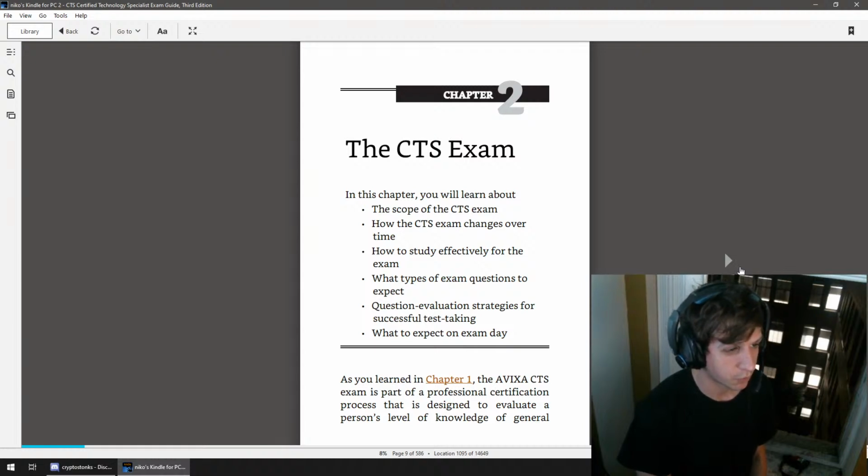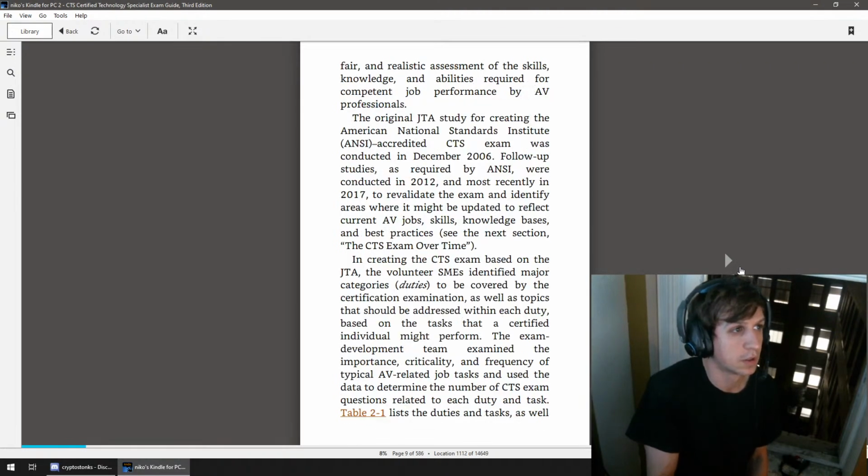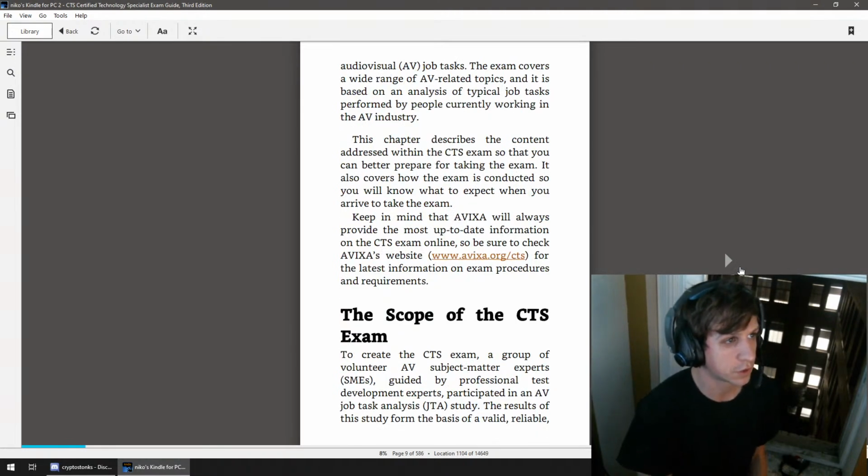As you learned in Chapter 1, the AVIXA CTS exam is part of a professional certification process that is designed to evaluate a person's level of knowledge of general audiovisual job tasks. The exam covers a wide range of AV-related topics, and it is based on analysis of typical job tasks performed by people currently working in the AV industry.